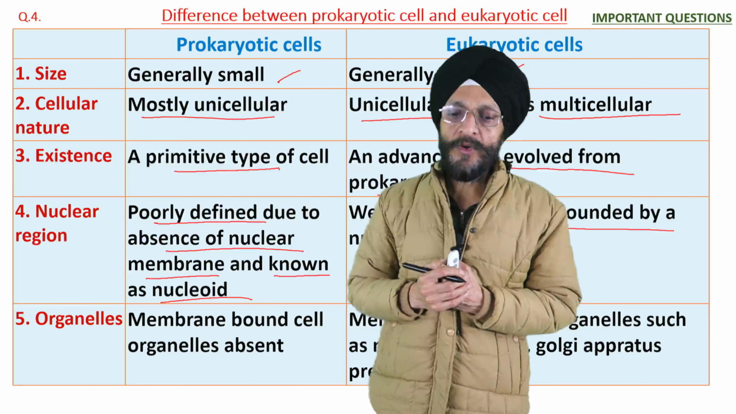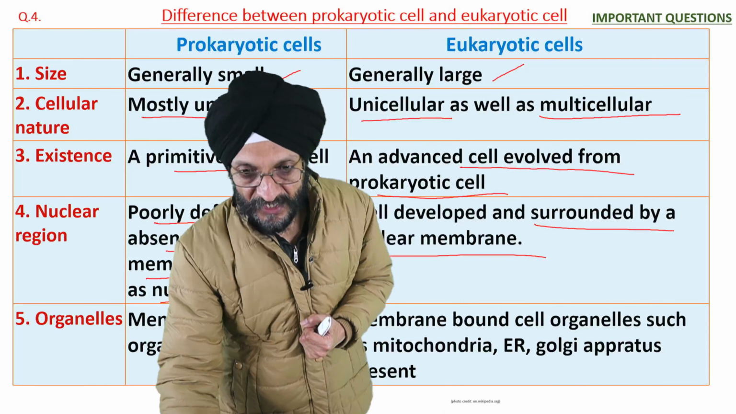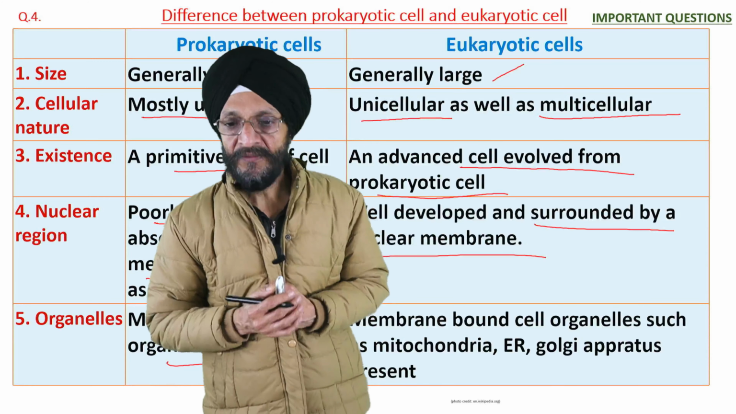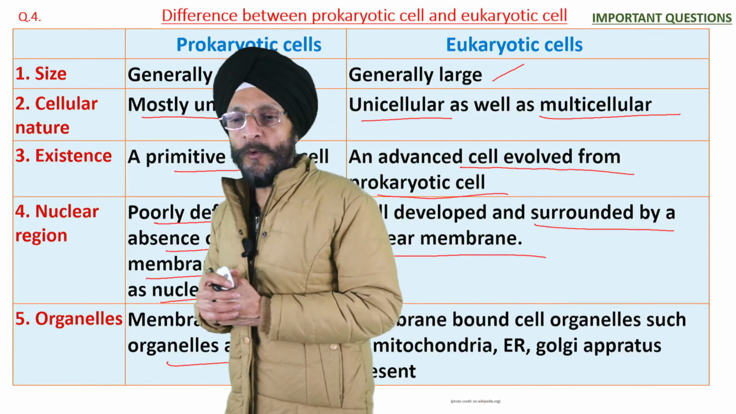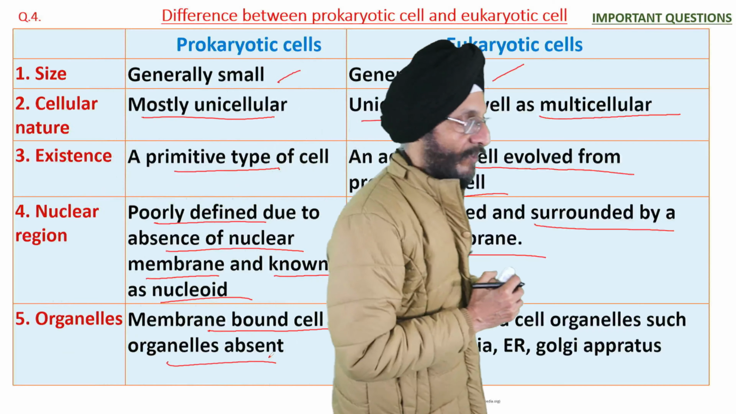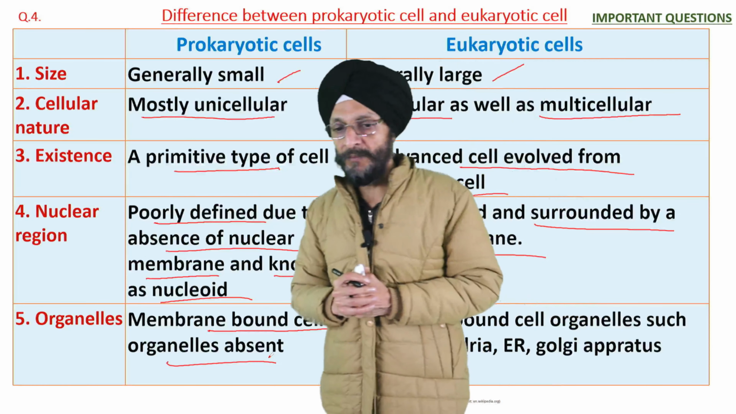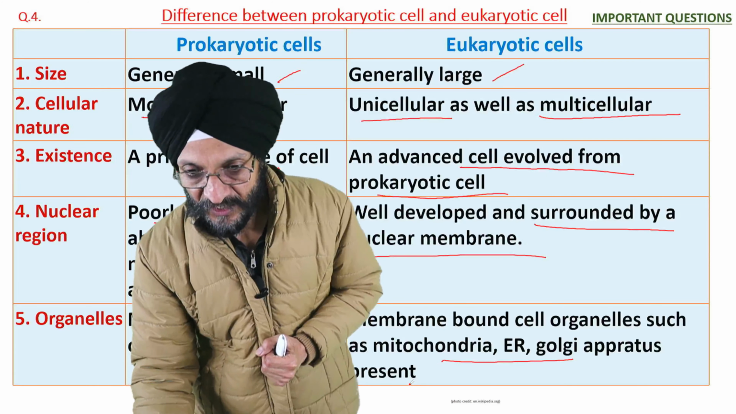In the case of prokaryotic cells, membrane bound cell organelles are absent, whereas in the case of eukaryotic cells, membrane bound cell organelles such as mitochondria, endoplasmic reticulum, Golgi apparatus are present.